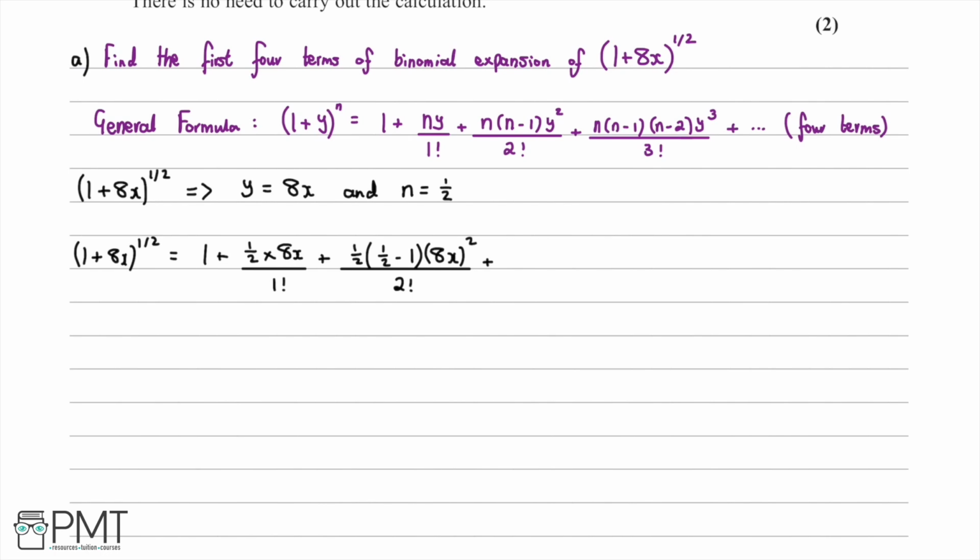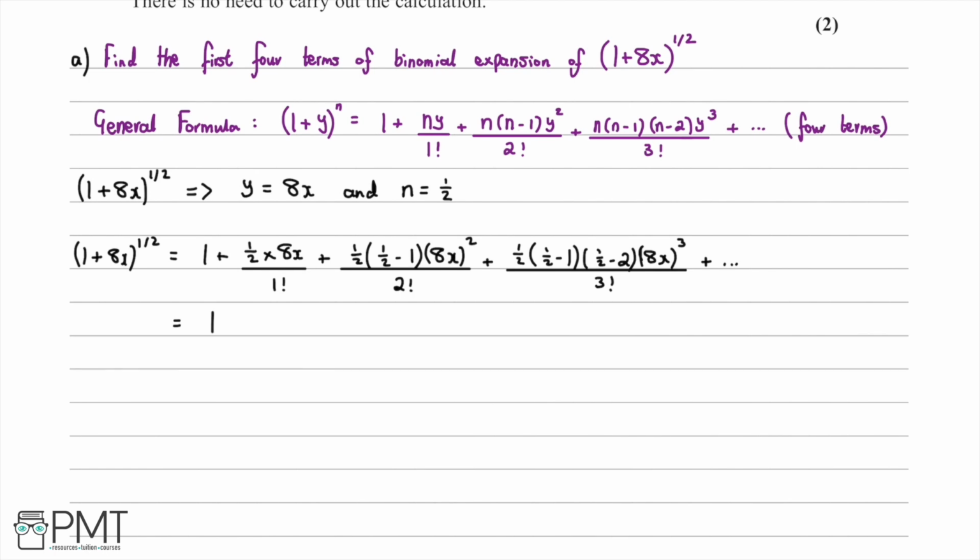And then for the final term, it's going to be 1 half multiplied by a half minus 1. And then we multiply that by a half minus 2. Then we multiply it by y cubed. So for us, that is going to be 8x all cubed. And then we divide all of this by 3 factorial. And then we do the plus dot dot dot, because we know that this expansion will go on for more than this.